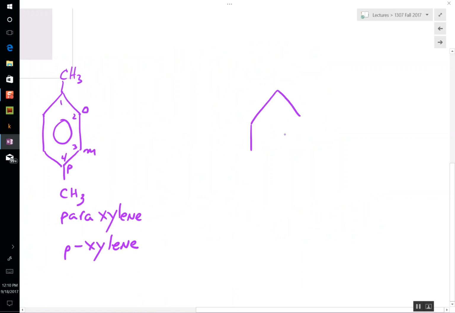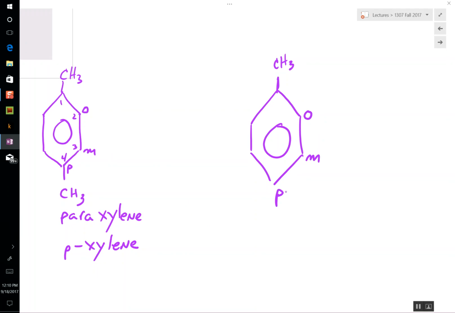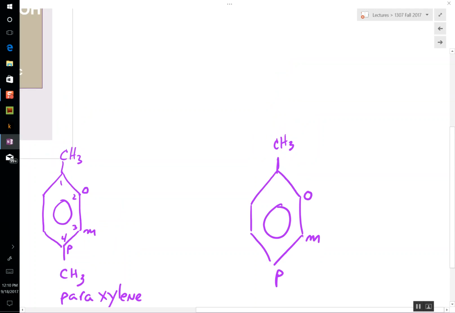So on the benzene ring, we've got something here, let's say a methyl, and we have the ortho, the meta, and the para positions. So para would be something on this ring that's on the opposite side of the ring, or halfway around the ring, as the methyl group. So here's how you remember it.